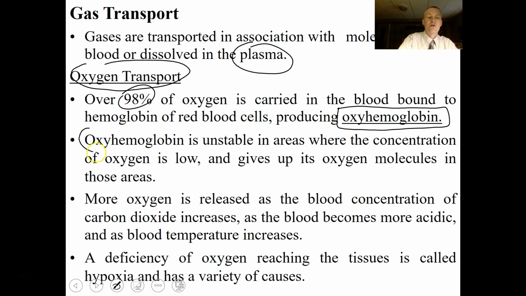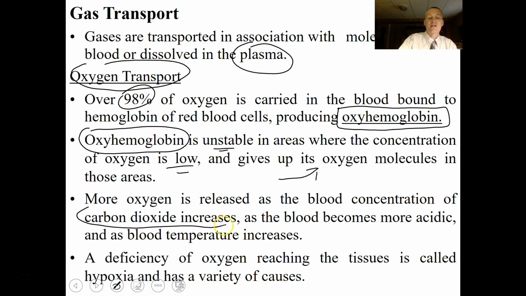Now, oxyhemoglobin, thankfully, is unstable when it goes to areas where oxygen is low. So if you pack oxygen onto hemoglobin in the lungs and carry it to the tissues of the body where oxygen is low, this molecule will become unstable, and it's going to give up its oxygen molecules and release them to those areas that need the oxygen. So oxygen is going to be released under different kinds of circumstances.